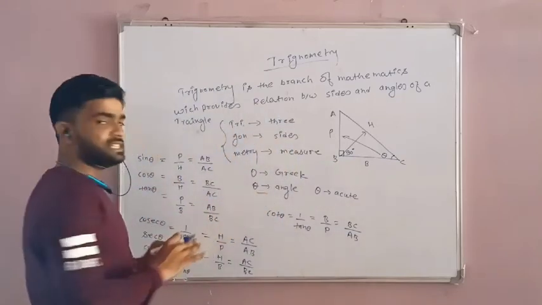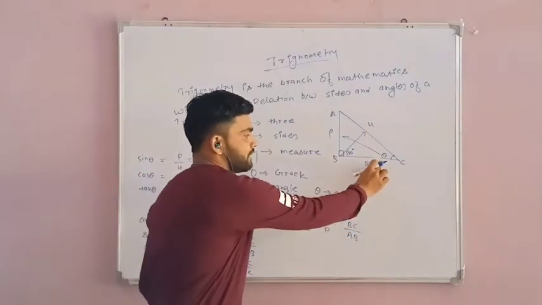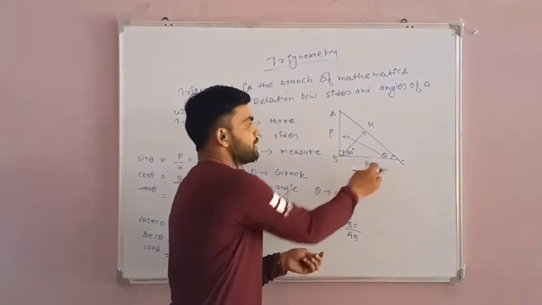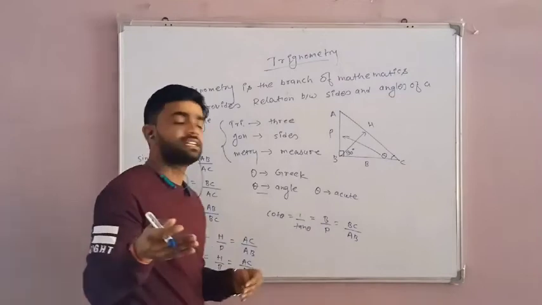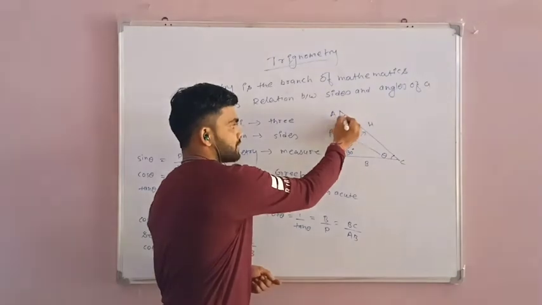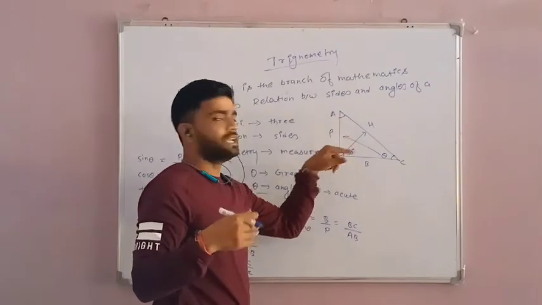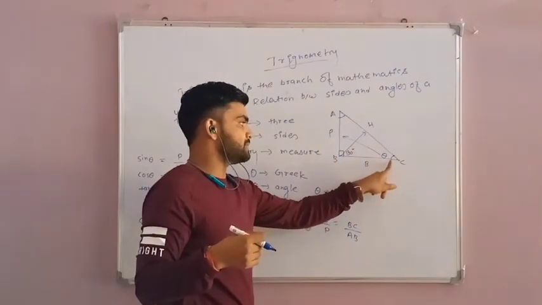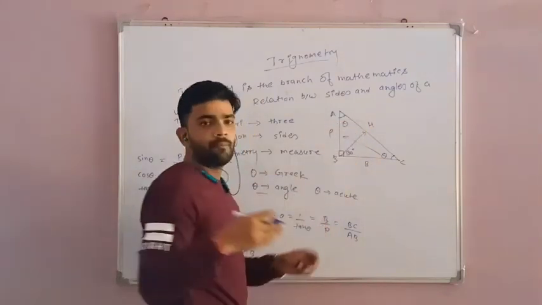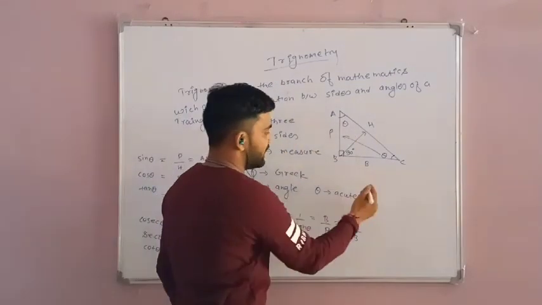So in this way, these are the 6 ratios of trigonometry for angle theta, where angle theta is at angle C. But these ratios can be changed if we change the angle theta from C to A. Means angle theta can be at the place of C or it can be at the place of A. If theta is at A instead of C, then perpendicular and base are interchanged.